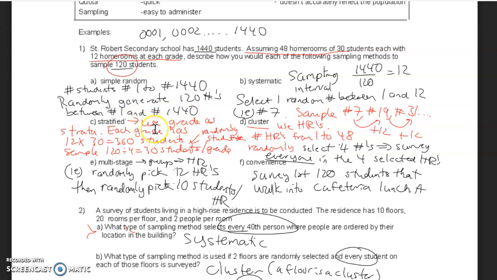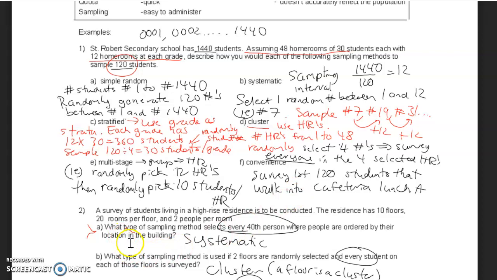In stratified, you select a portion of each group. With cluster, you only pick certain groups and you survey everyone in that group. Multi-stage, let's assume your group is homerooms. You would randomly pick, let's say, 12 homerooms, and then you'd randomly pick 10 people per homeroom. 12 times 10 is 120. Obviously, you could have picked 6 homerooms and 20 students. For convenience, you just survey the first 120 people that walk into the CAF during lunch aid.